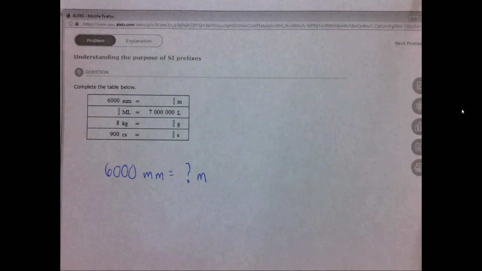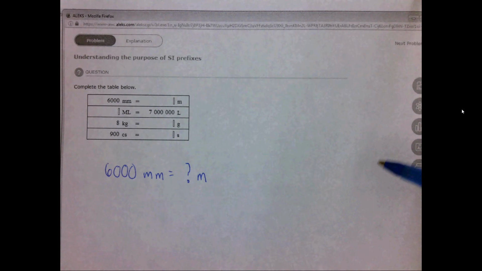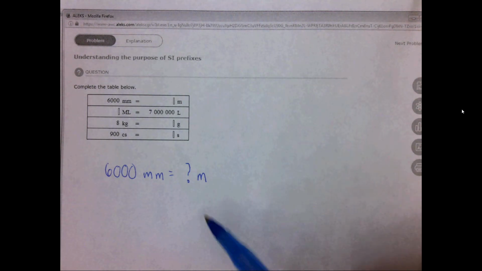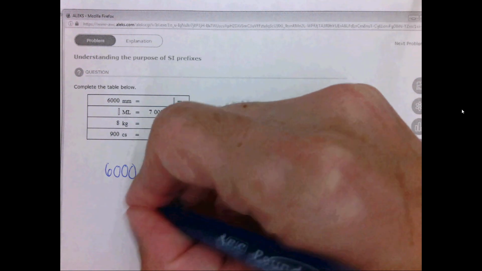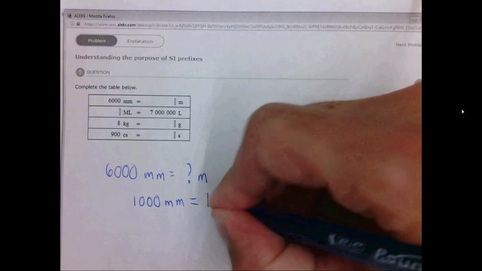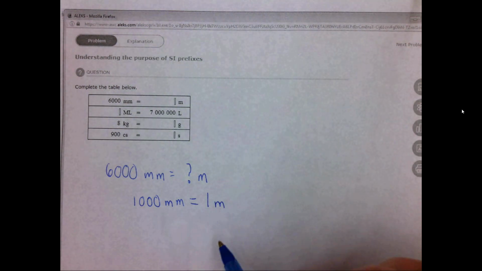In order to do dimensional analysis, the first thing you need is an equality between millimeters and meters. Fortunately, Alex gives you a table of different equalities to convert to the base unit. You can simply click on the appropriate button and open that up on your screen if you're not sure. But what you're going to find is that 1,000 millimeters equals 1 meter. In order to do dimensional analysis, we always need an equality.